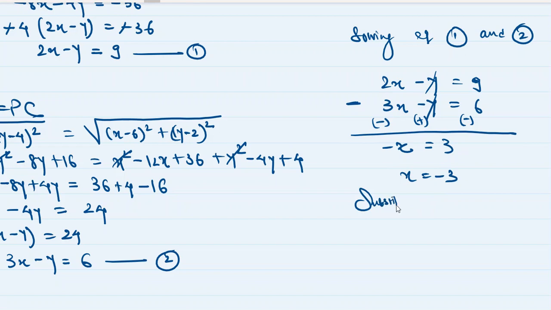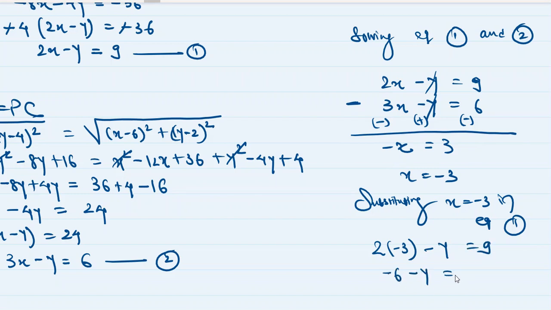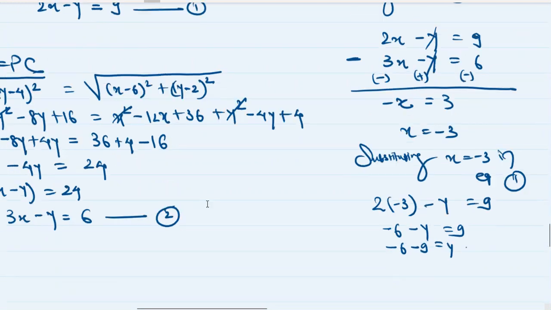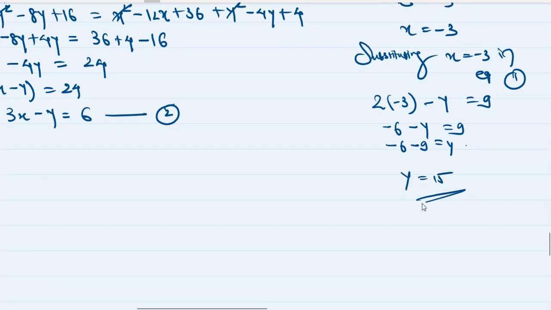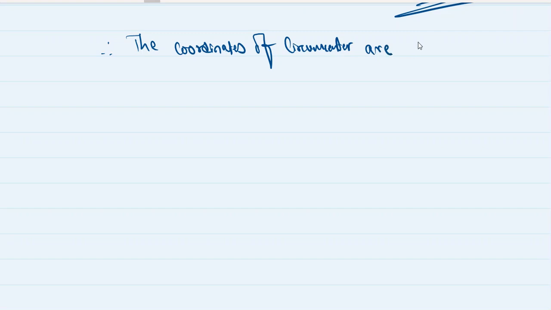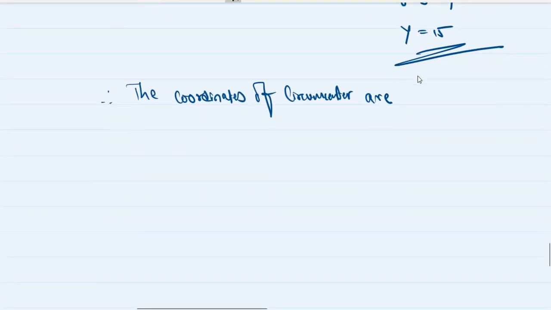Now substituting x is equal to minus 3 in equation 1. So we have 2 bracket minus 3, that is 2x, minus y is equal to 9. So minus 6 minus y is equal to 9, or minus 6 minus 9 is equal to y. That means y is equal to 15. So y is 15 and x is minus 3. Therefore, the coordinates of circumcenter are minus 3 comma 15.